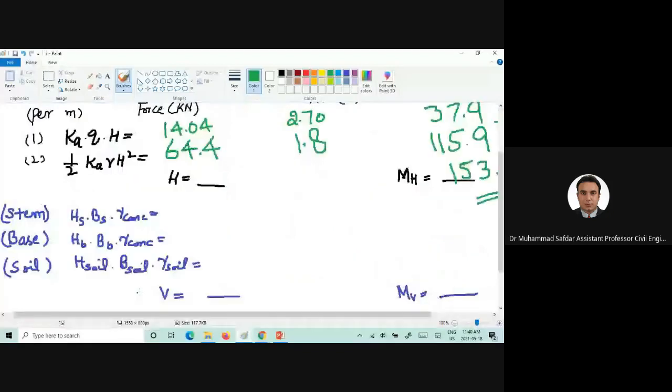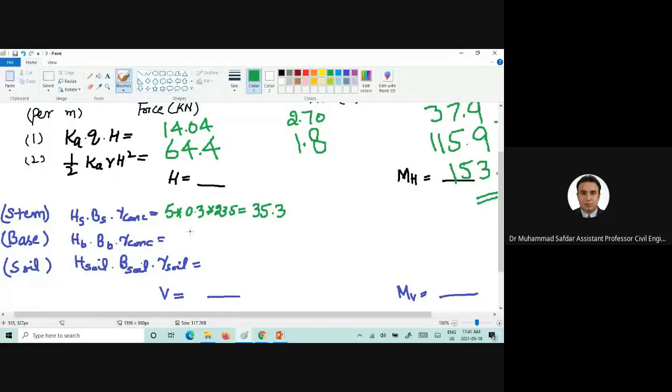So I would say 5 into 0.3 into 23.5. So what would be the weight of the stem? 35.25 kilonewton. Now give me the value for the lever arm.